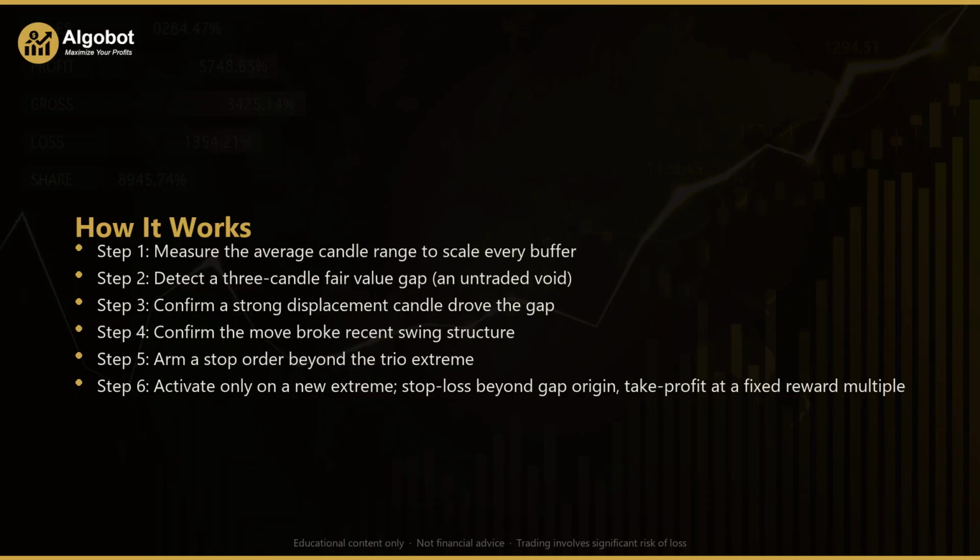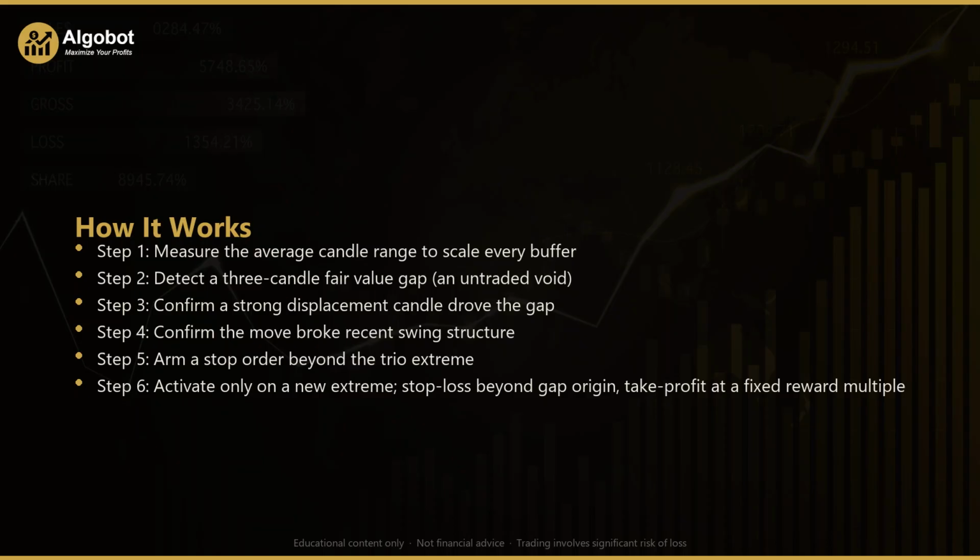Now for the exits. The protective stop loss is parked just beyond the gap's far origin edge. The idea is structural. If price collapses all the way back and fills the imbalance, the original premise is no longer valid, and the position closes for a defined, structural loss. The take profit is then set a fixed multiple of that stop distance away, controlled by the risk-reward setting.